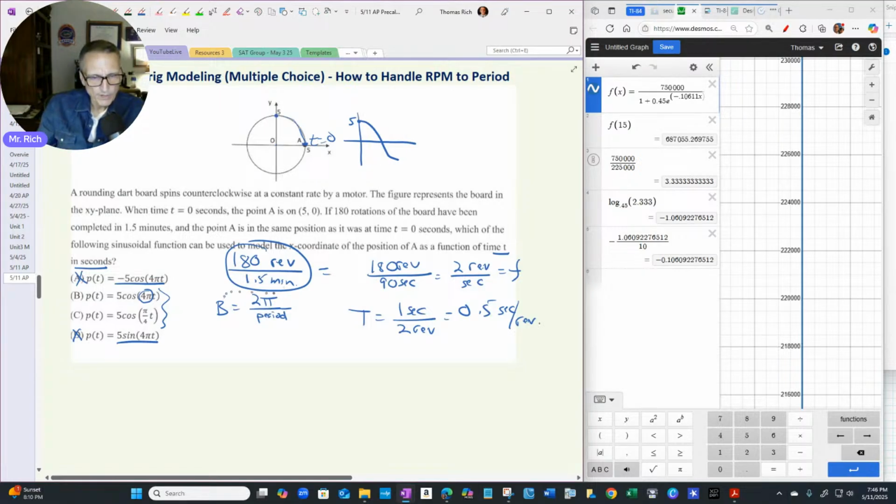So when you come over here to calculate this coefficient in your cosine function, you're going to be doing 2 pi divided by 0.5 as your period. That's going to give you 4 pi. 2 pi divided by 0.5 is 4 pi. There it is. Okay. And so we are going with answer B.